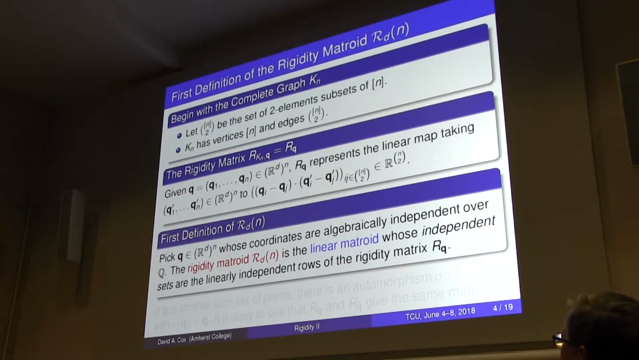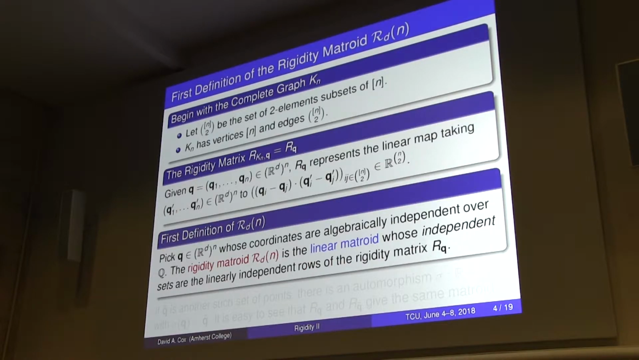Since the real numbers have infinite transcendence degree over Q, I can always do this. And then what I get is this rigidity matrix, and in particular I look at the rows. That's a bunch of vectors in a vector space, so I get a linear matroid. It's the linear matroid whose independent sets are the linearly independent rows of this rigidity matrix.